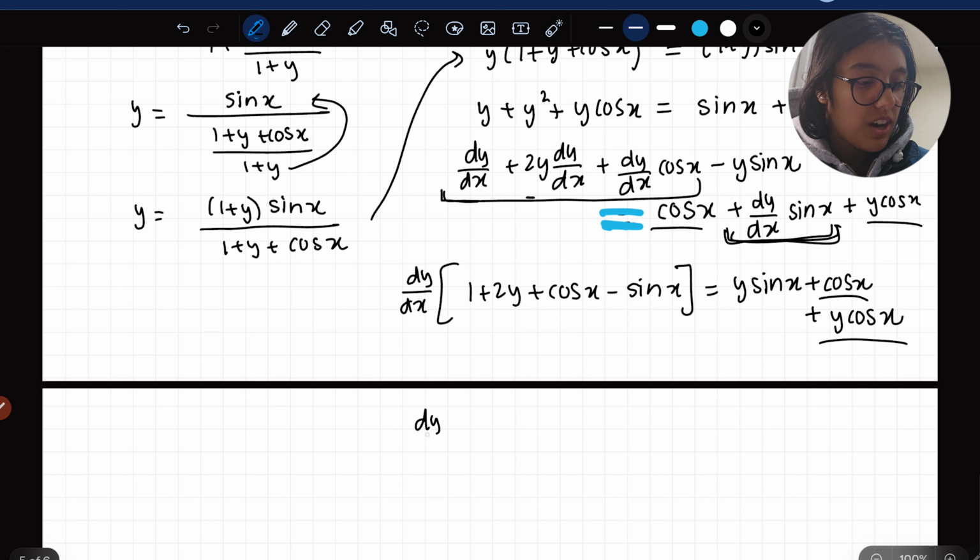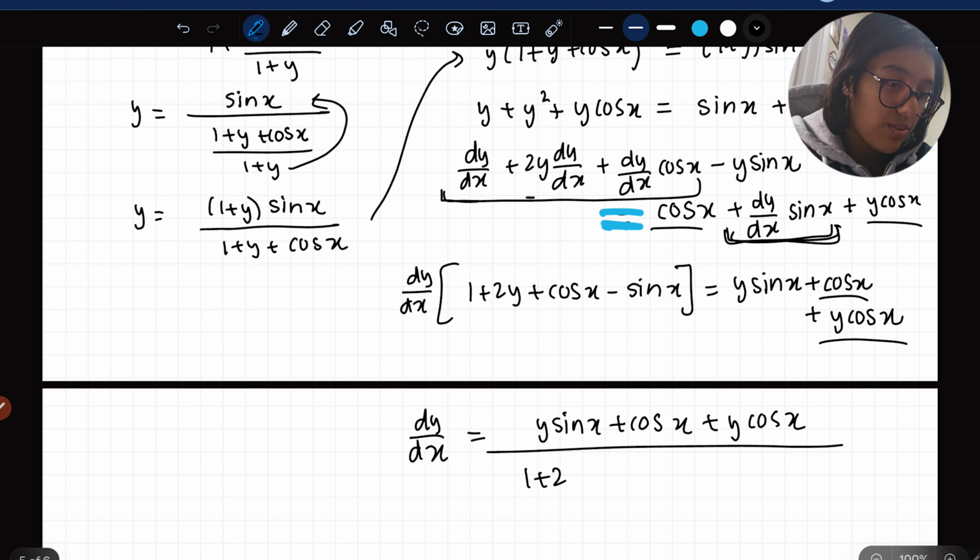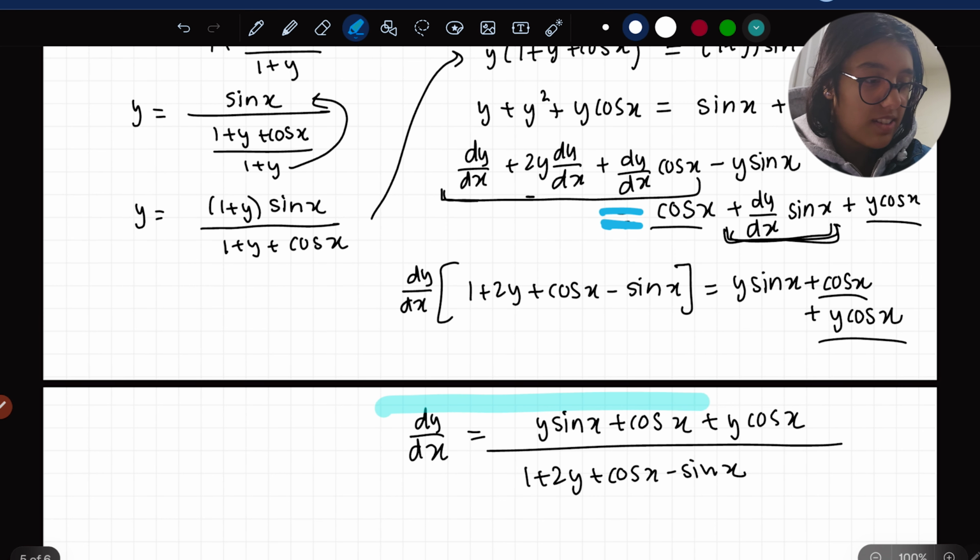Now I can find dy over dx. We're left with (y sine x plus cos x plus y cos x) over (1 plus 2y plus cos x minus sine x). And that is our answer.